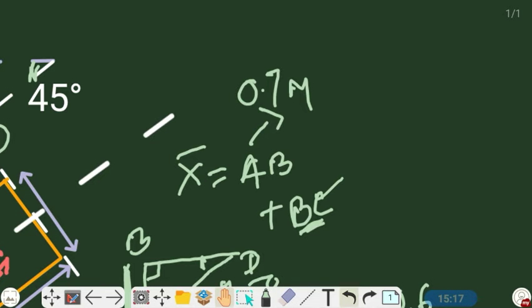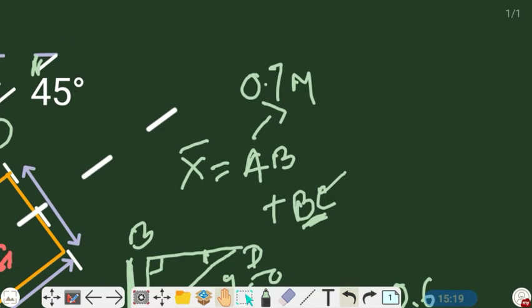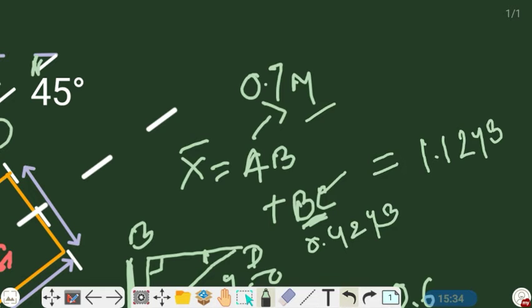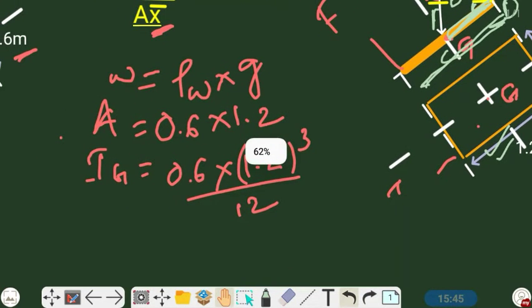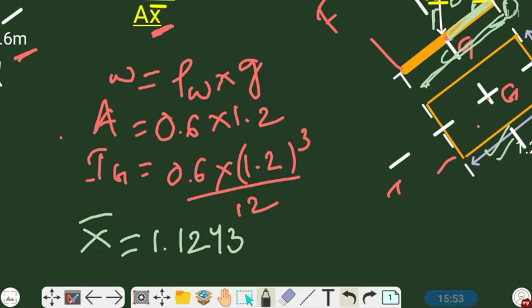This value will be 0.7 plus 0.4243. So the x bar will be A plus B, that will be 1.1243 meter. So this is our x bar. Hope you guys have understood it well. So now let's go to our original problem here. We have found out x bar, 1.1243. So now let us find out all these values.